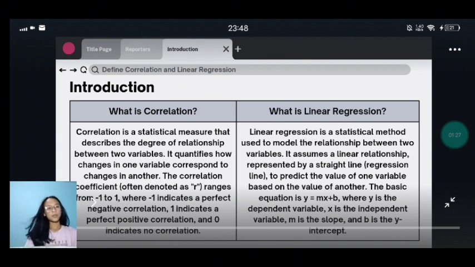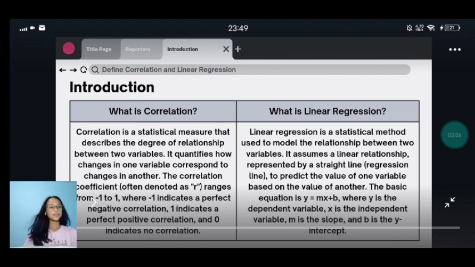Next is, what is linear regression? So it is a statistical method used to model the relationship between two variables. It assumes a linear relationship represented by a straight line, or that straight line is called the regression line, to predict the value of one variable based on the value of another. The basic equation is y equals mx plus b, where y is the dependent variable, x is the independent variable, m is the slope, and b is the y-intercept.